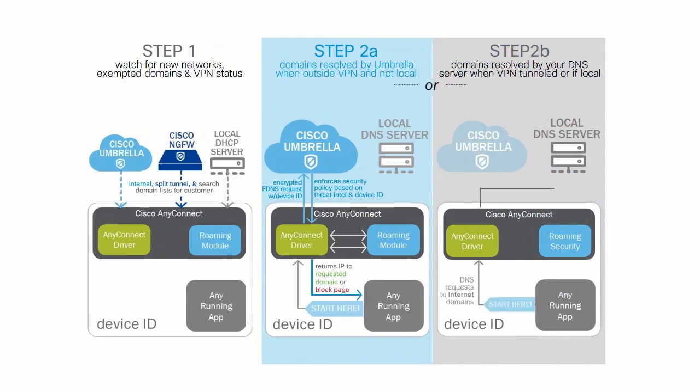Alternatively, requests for internal domains are forwarded to the network's local DNS server without embedding the identity or encrypting the request, so we won't interfere with anyone's internal DNS servers.